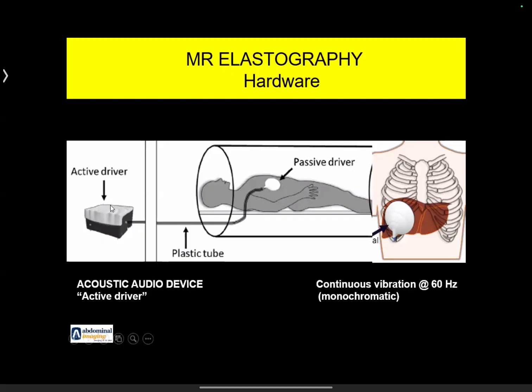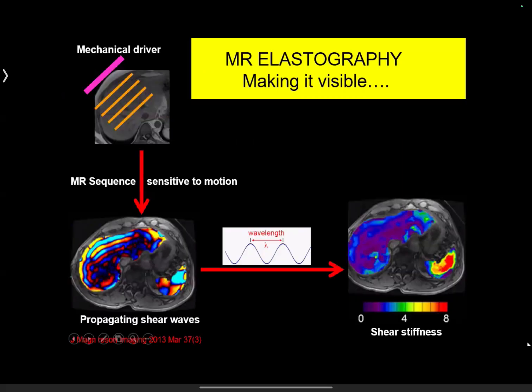This tells you how the thing is done. There is an active driver which sends those sound waves, and it is kept outside the gantry area in the non-magnetic area. Then through a plastic tube, these sound waves go into a passive driver, and this passive driver is kept on the liver. Continuous vibrations come at 60 hertz, which are monochromatic, and reach the liver.